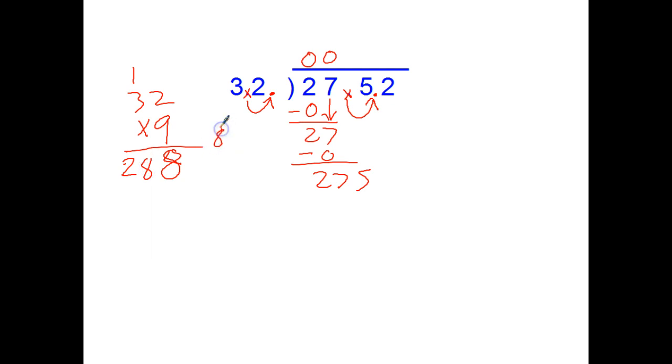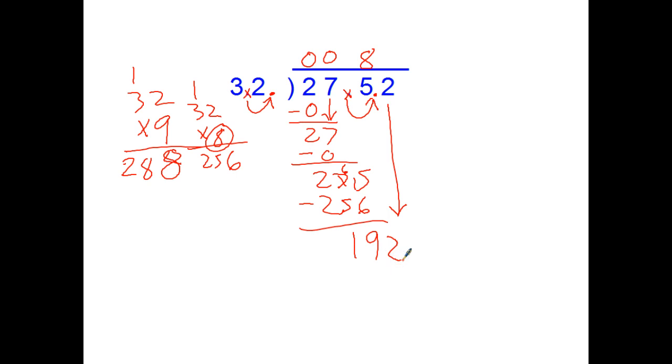Let's try an 8. 8 times 32. 16, 24, 25. That looks like that will work. 256. And that was from 8 of them. So my 8 goes there. When I subtract, I'm at 19, which is less than 32, so I'm okay.